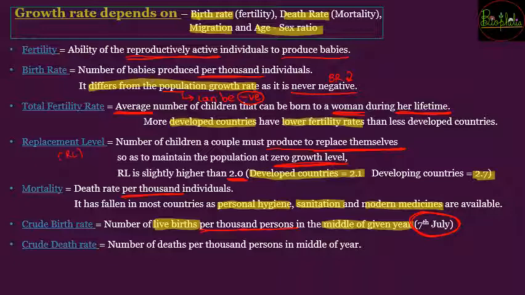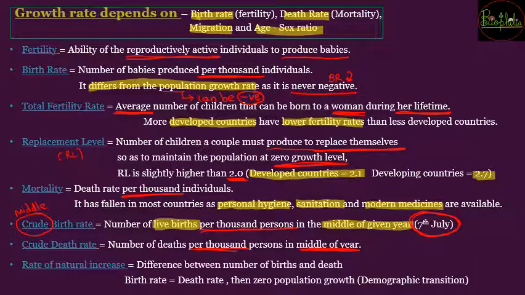Next is crude death rate. So the crude death rate is the number of deaths per 1,000 people, and again similarly it is the middle of the year. So अगर word crude आता है, so crude is for the middle of the year. Now if it is only birth rate, then it is calculated over the total given amount of the year. So at the end of the year, generally birth rate is calculated, whereas crude is for the middle of the year.